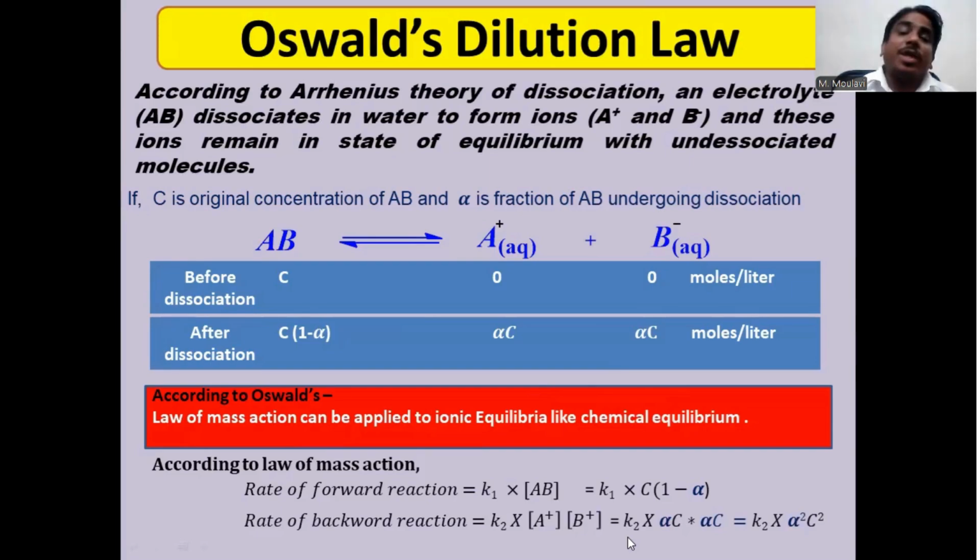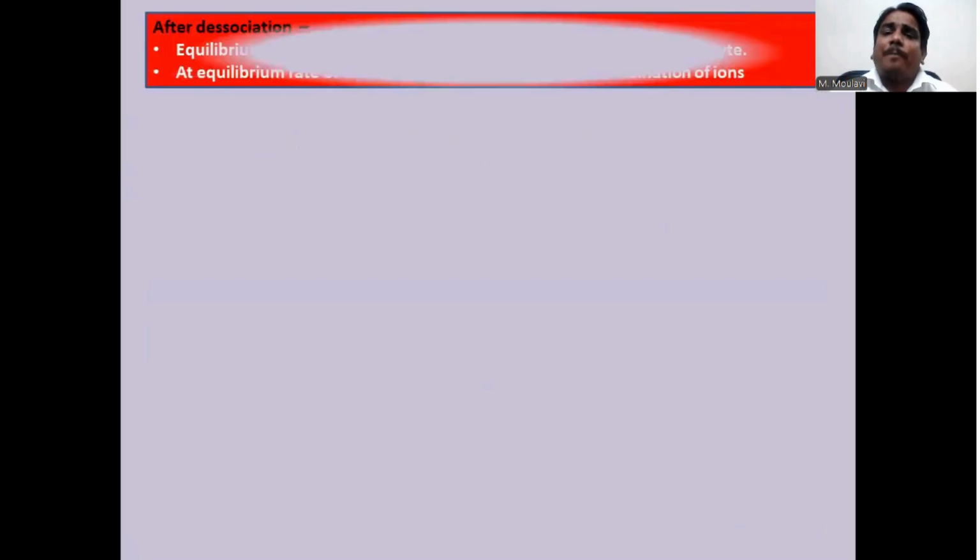So it is equal to K2 into alpha C, which is K2 into alpha square C square. So with the help of the law of mass action, we determined the rate for the forward reaction and the rate for the backward reaction. After dissociation, what happens? There exists an equilibrium between the dissociated ions and the undissociated electrolyte, and at equilibrium the rate of dissociation of electrolyte is equal to the rate of recombination of ions.